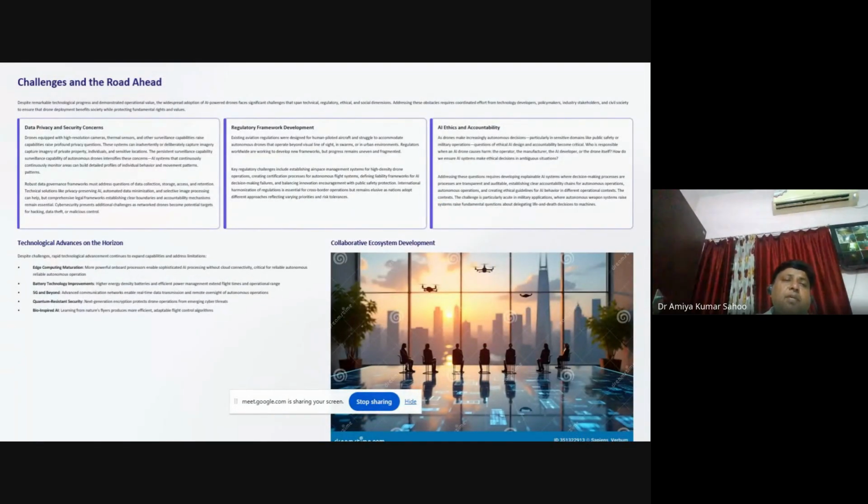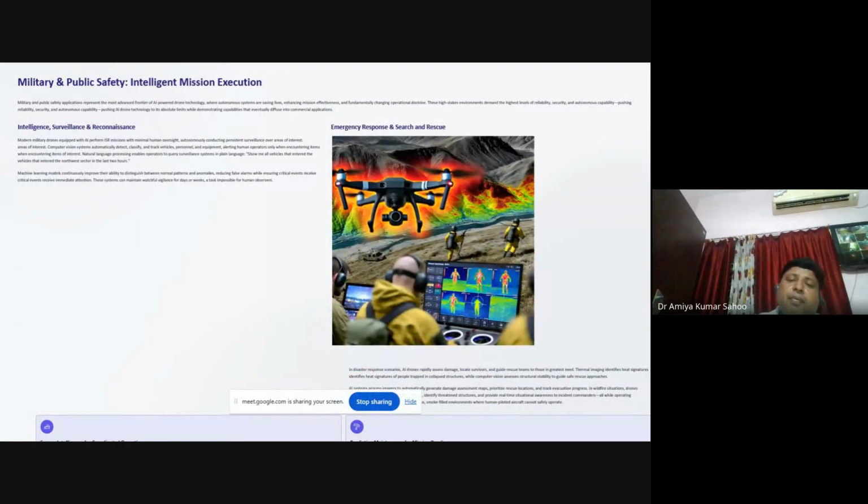I have collected one snapshot on military and public safety. This is intelligent mission execution. Here also drone technology plays a vital role: intelligence, surveillance, and reconnaissance.